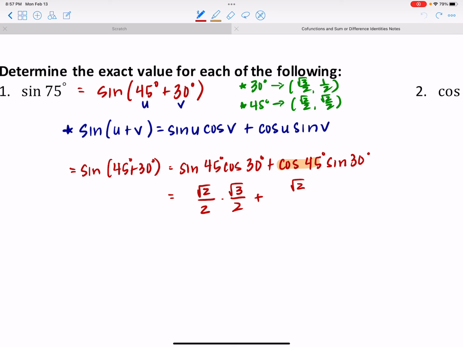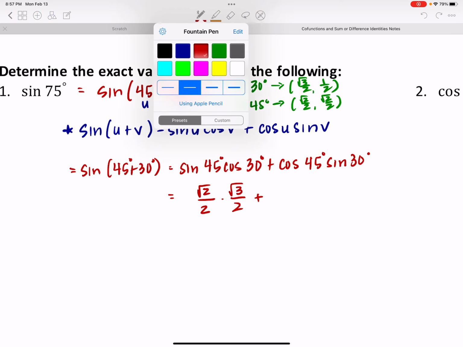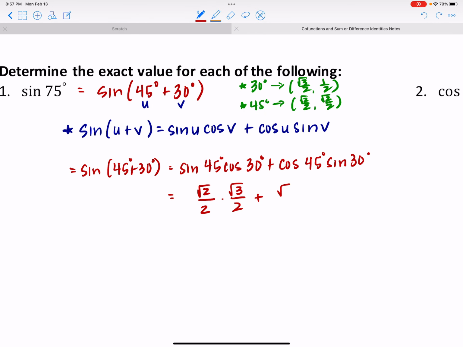Oops, one more highlight. Come on, pen. And then the sine for 30, oh, that's my eraser. Sine for 30, that's going to be right there, that y value at 30, so that's going to be a half. And now all that ugly stuff is gone. I just have some fractions to work with. So I'm going to multiply these two like it tells me to.